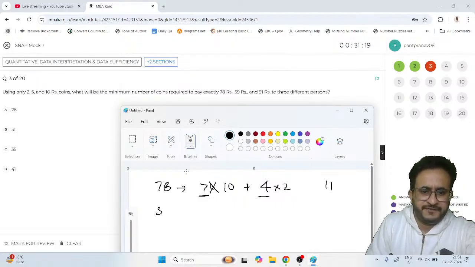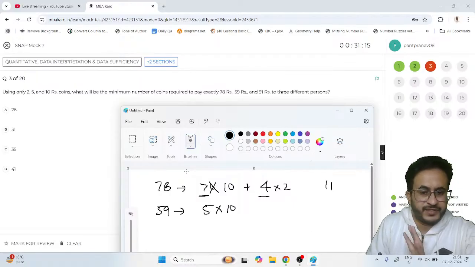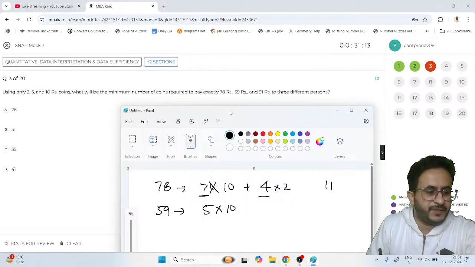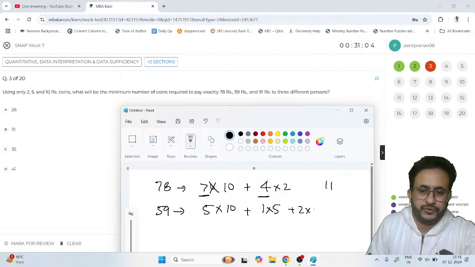59, if you have to pay, we will try to pay 50 rupees using 10 rupee coins, right? 9 we cannot pay directly with 2. So we will pay 1 into 5, okay, 55 ho gaya, and then 2 into 2. So we will need 5 plus 1 plus 2, total of 8 coins, and then we have to pay 91.